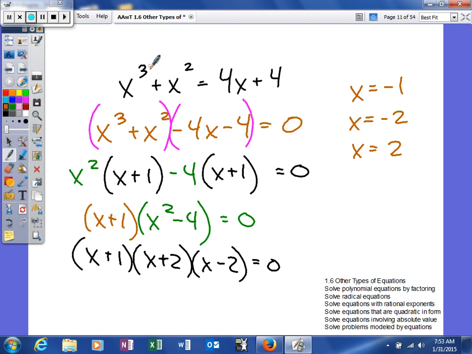I can always check my answer by plugging it back in and making sure that it gives me the same thing on both sides, or if you plug it in here, that it's equal to 0. So feel free to do that anytime you're working with an equation.